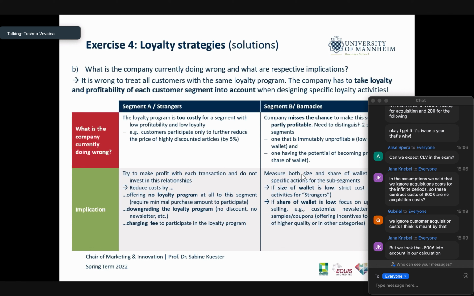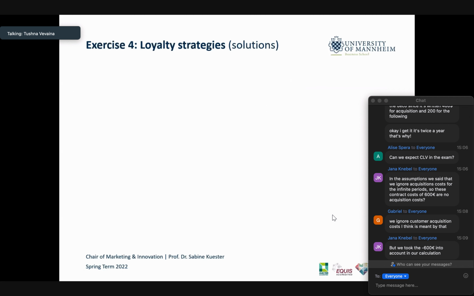You have barnacles where you have these guys who are not so profitable, as I mentioned, and there your action should be as the company to assess the wallet size. And if the wallet size is low, you need to have a strict cost control, and there you may use the same formula that you use for strangers, where you don't offer a loyalty program, or you try to cross-sell, or you customize a newsletter especially for them.